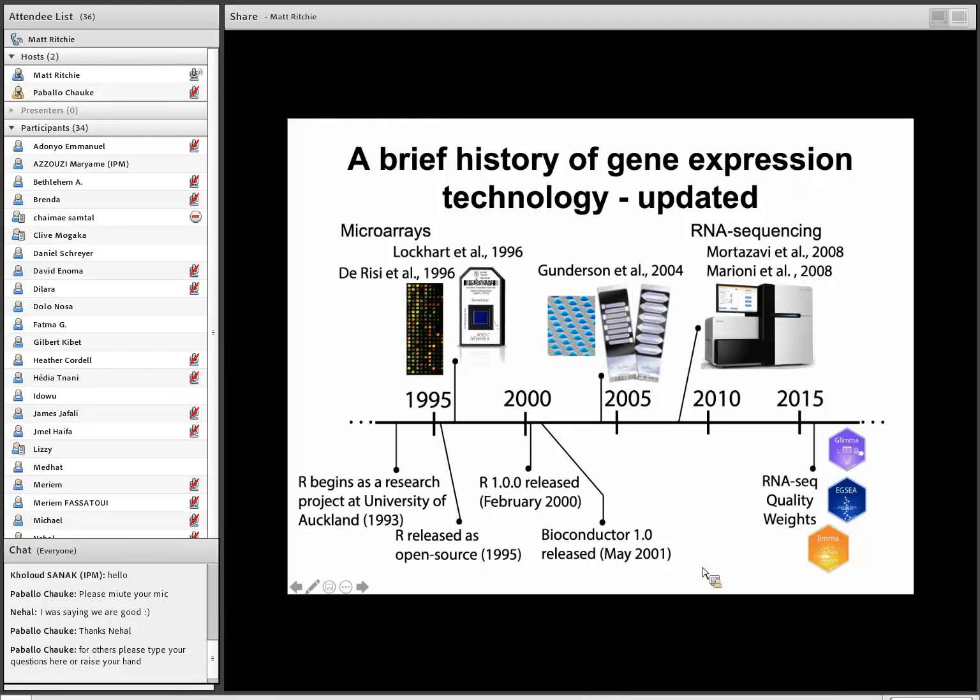2001 to over 1,900 packages now. And I've highlighted to you a few of the packages that have been developed where I work through some of the research in labs at the WEHI in Melbourne.